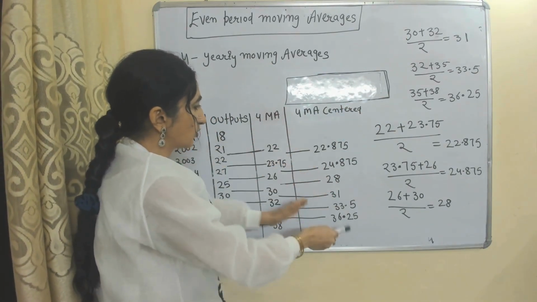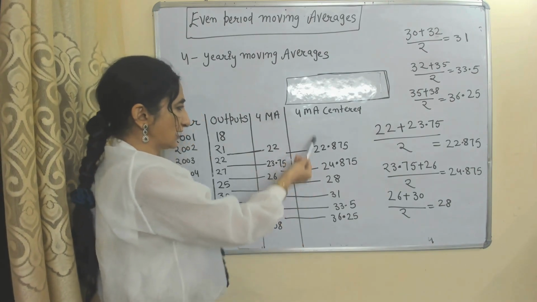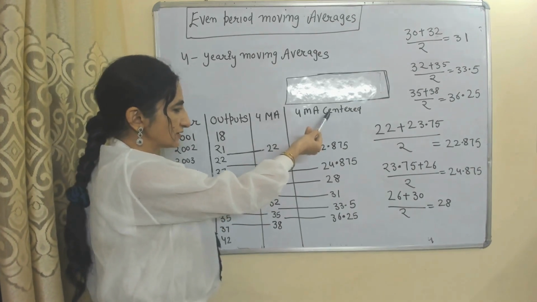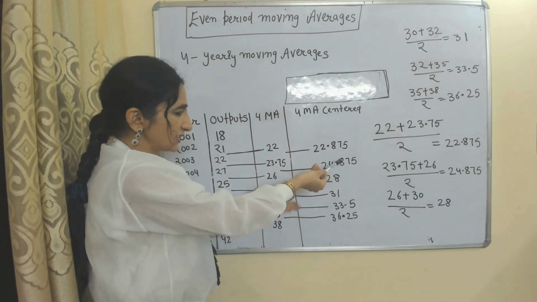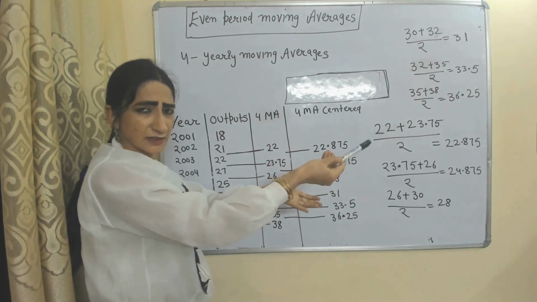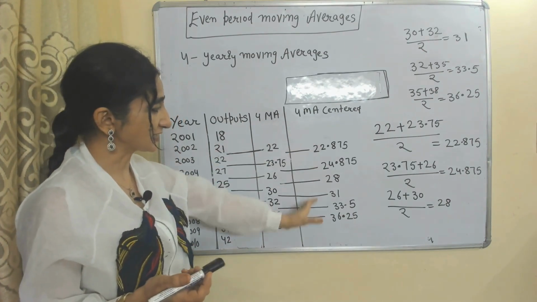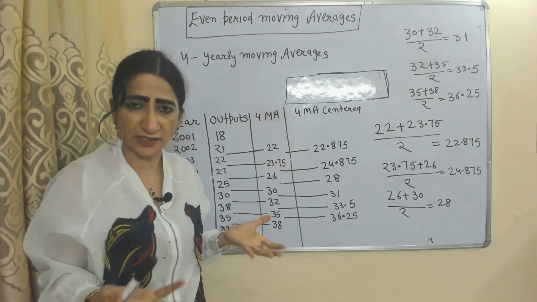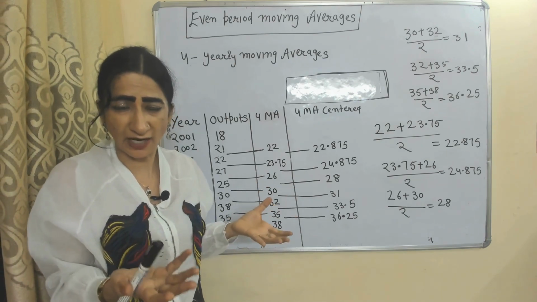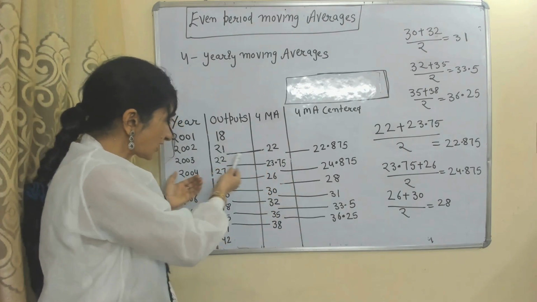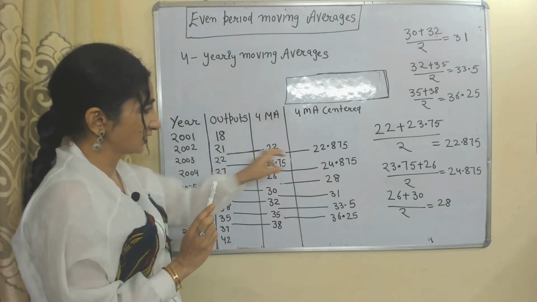So these will be called our actual trend values, or you can say these will be called 4 yearly moving average centered points. These values we can easily plot in a graph and know trends. But how can we say that these values we can easily plot in our graph and show a trend? Because these values are exactly coming in front of years.